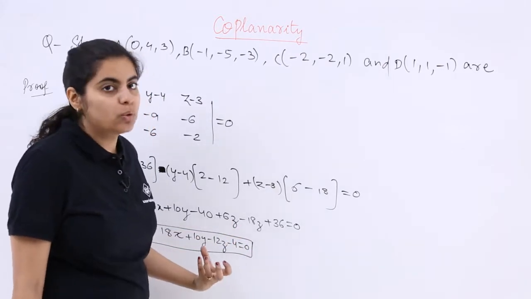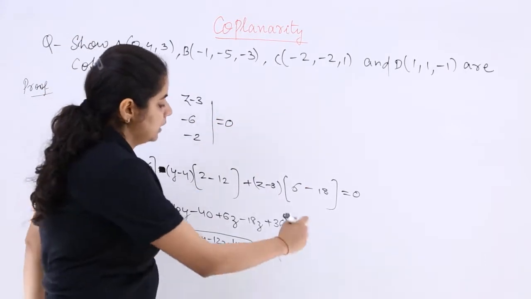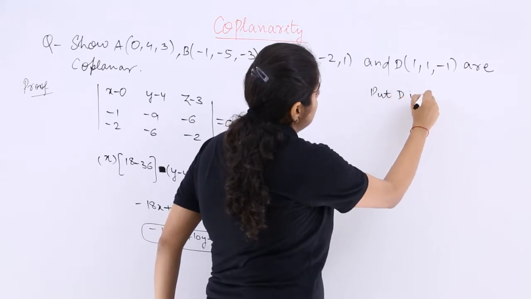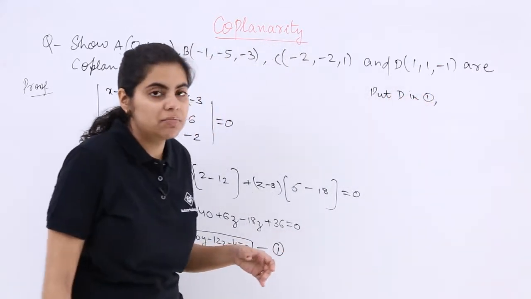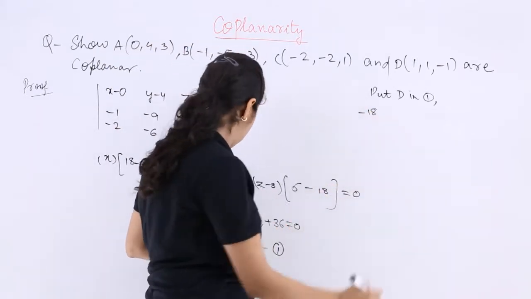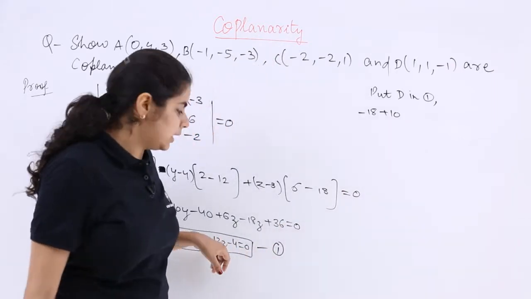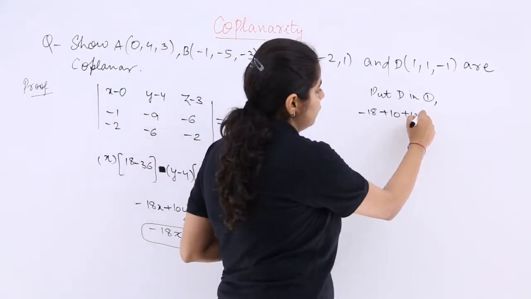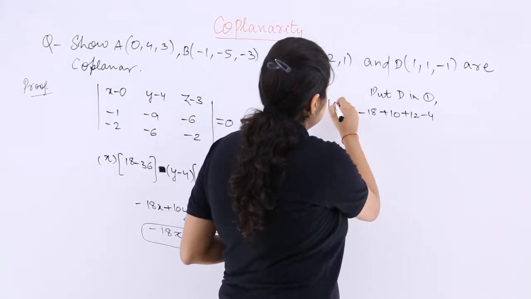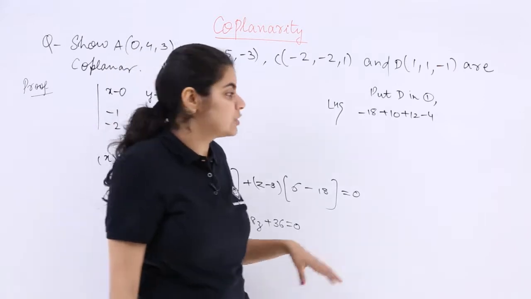Now in order to check for coplanarity, just try putting the fourth point in this equation of a plane. So I write this as equation number 1. So you put D in equation number 1. So 1, 1, minus 1. Putting 1, it is minus 18. Putting 1, it is plus 10. Putting minus 1, it is plus 12. Having minus 4, it is minus 4. This is the LHS of the equation number 1. Let's see whether it is equal to the RHS, which is 0.